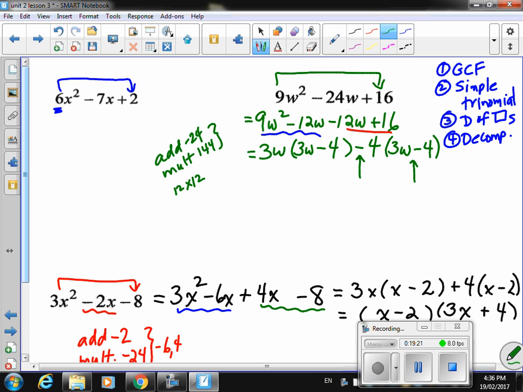Careful of your sign, and notice that it's kind of like a little cheat, but your two brackets should be common or the same. So my bracket is 3w minus 4. That's my common term. And the leftovers are also 3w and subtract 4. You could write this, if you want to be interesting, as 3w subtract 4 squared.